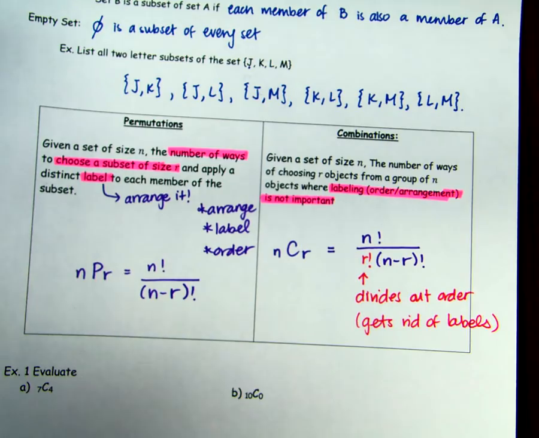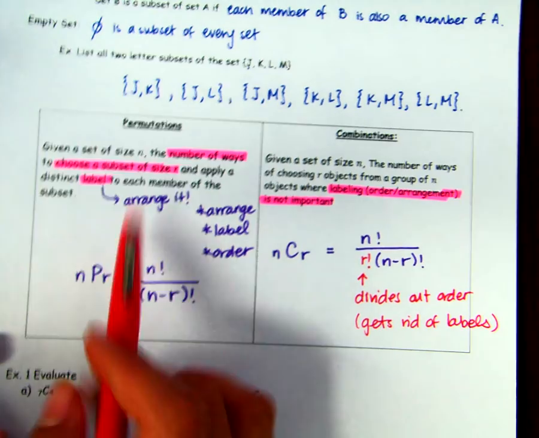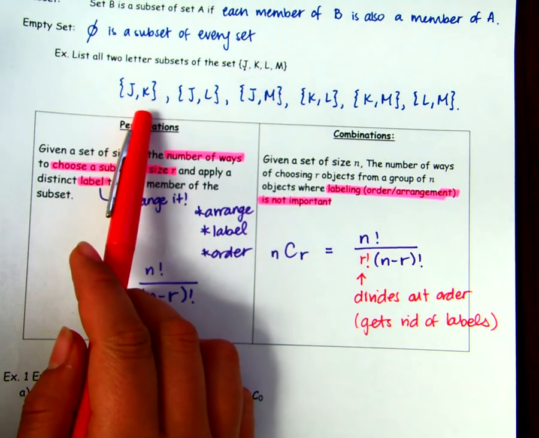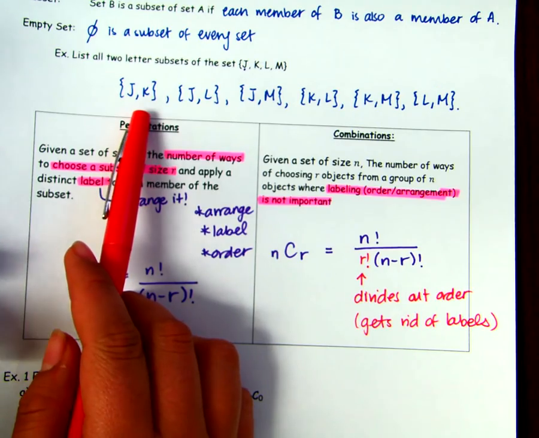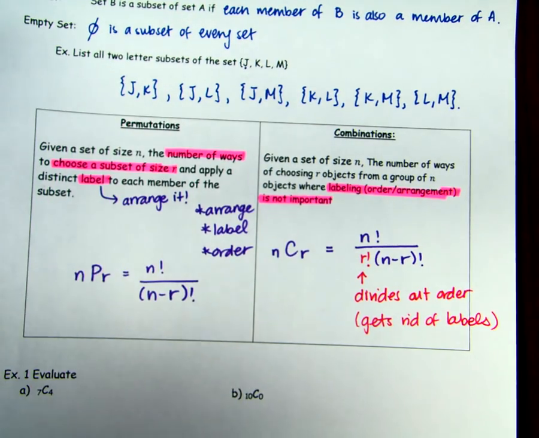So in a permutation, you would count JK and KJ, because one is first and one is second. In a combination, JK is enough. So it's kind of like saying the Knudsen Bueno idea. Knudsen and Bueno being in the same group is the same thing as Bueno and Knudsen being in the same group. So that's a combination. Knudsen Bueno would count as one combination.